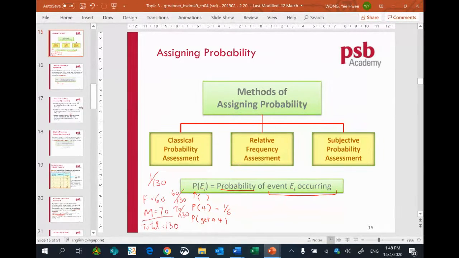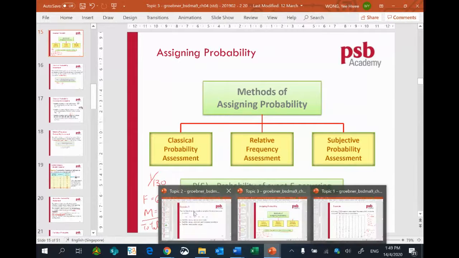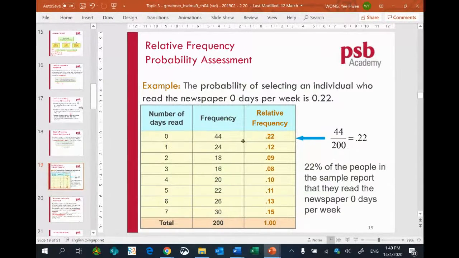No need, right? But for the one at the center here, relative frequency, you have to run an experiment, otherwise you won't know. For example, you need to know how many days in a week people read the newspaper. You cannot pluck these figures from the sky, so you have to go and find out. You collect data, put it in a table, and only then do a calculation. You say, oh okay, there are 44 out of 200 people who don't read the newspaper at all.